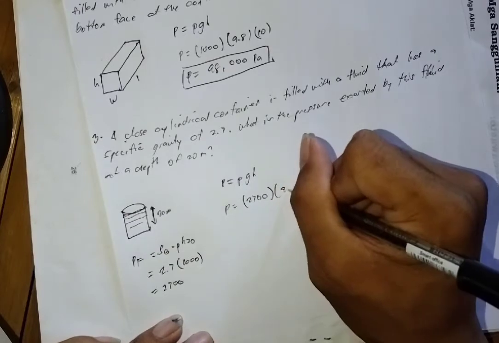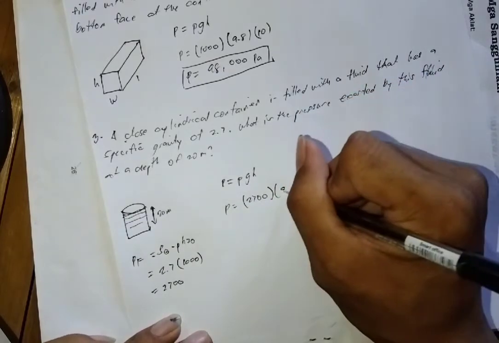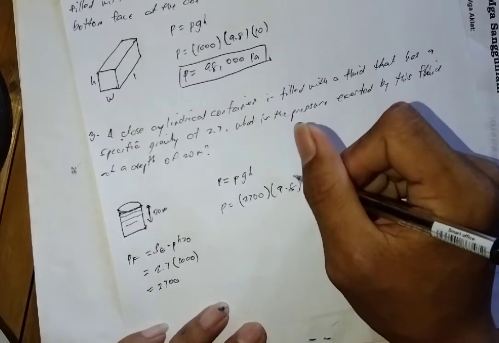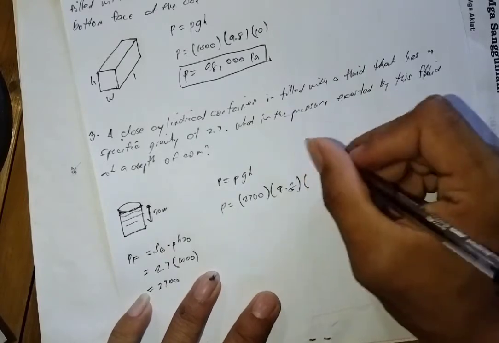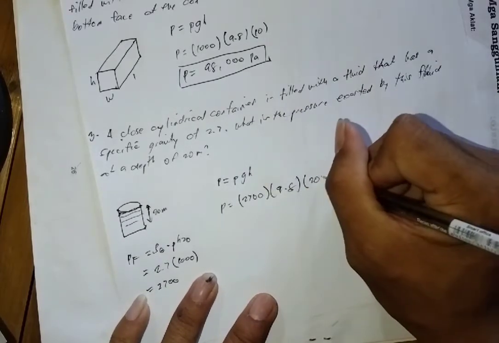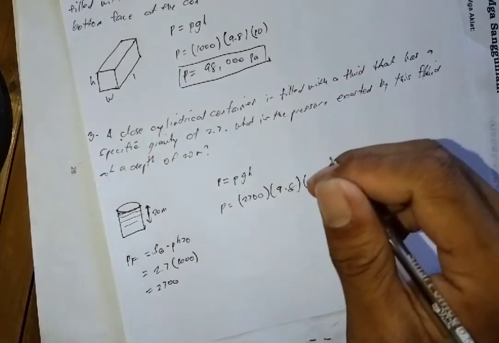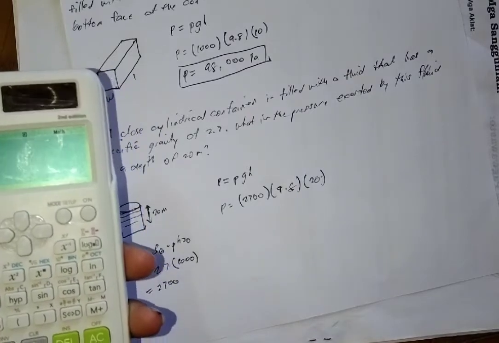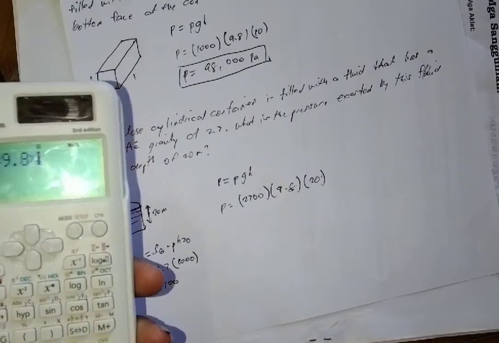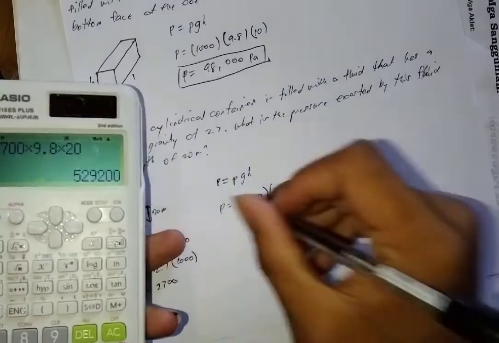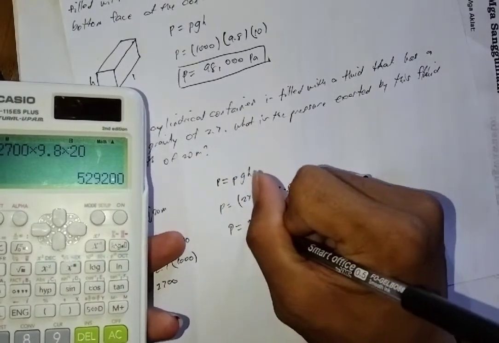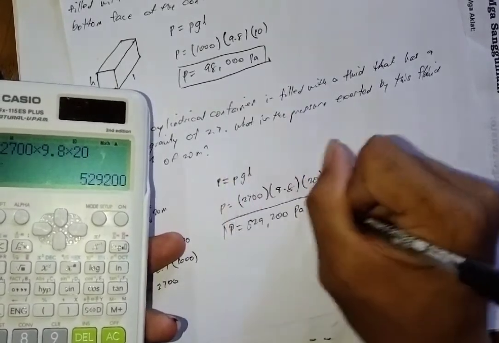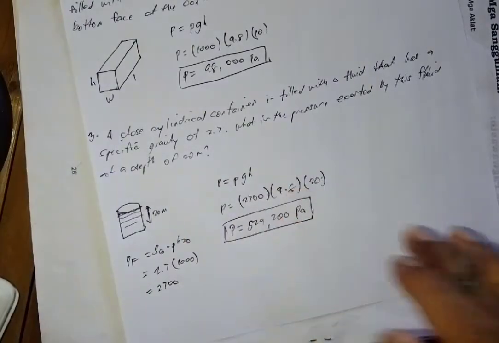times the gravitational acceleration 9.8 and the depth of the cylindrical container 20 meter. Just solve it. 2700 times 9.8 times 20 is equal to 529,200 Pascal. And this is the answer of problem number 3.